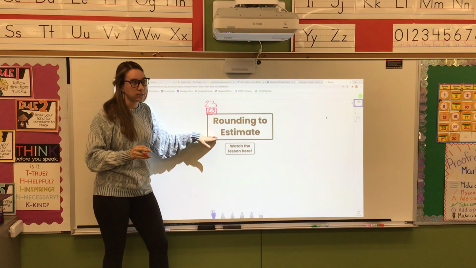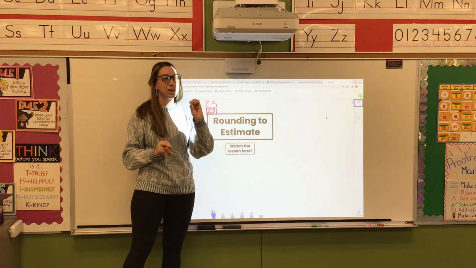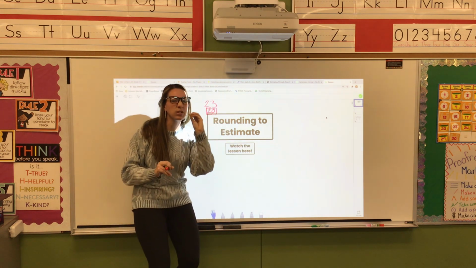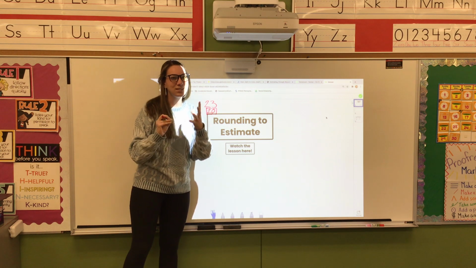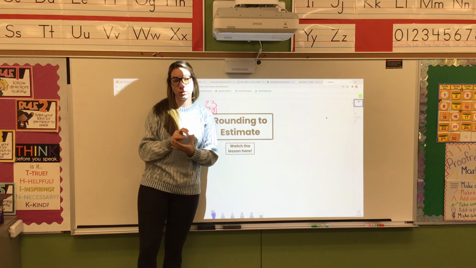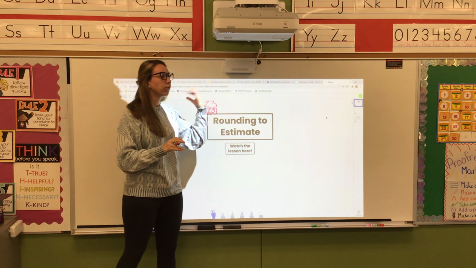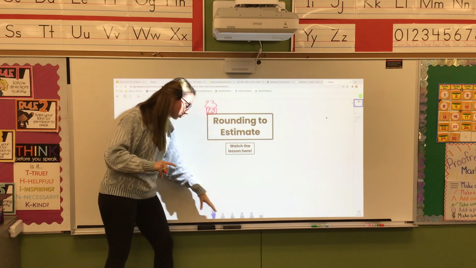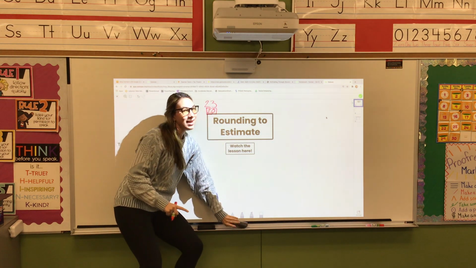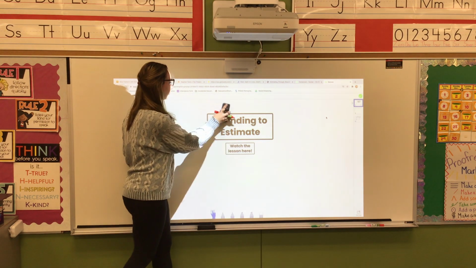But rounding to estimate means we're going to use an educated, calculated, even closer and more specific guess. And it's less of a guess, but more of a mathematical equation. So when we round to estimate, we first round, and then we estimate.